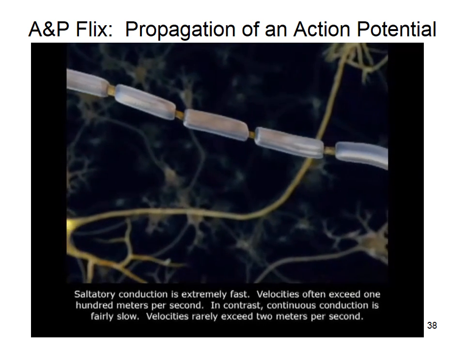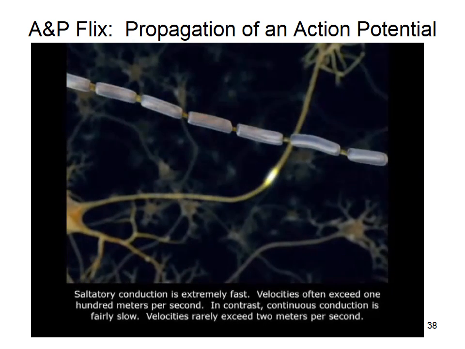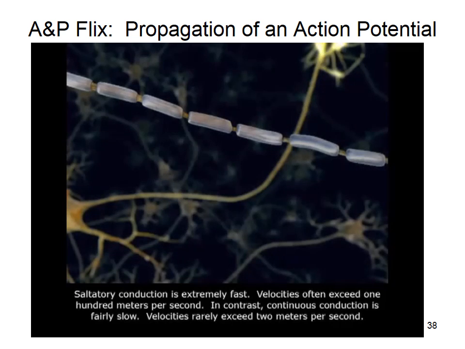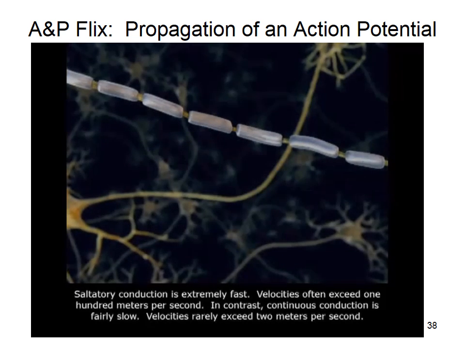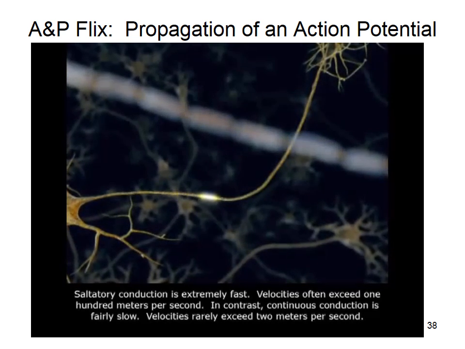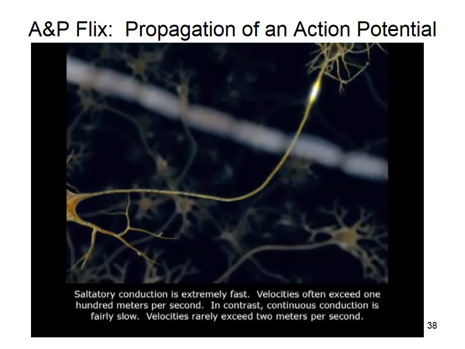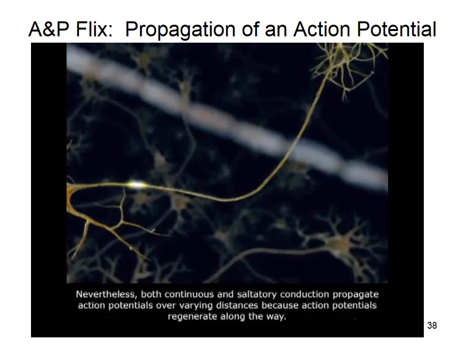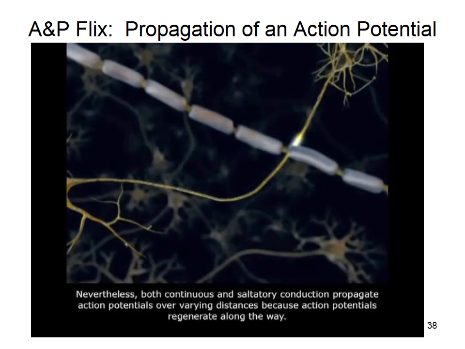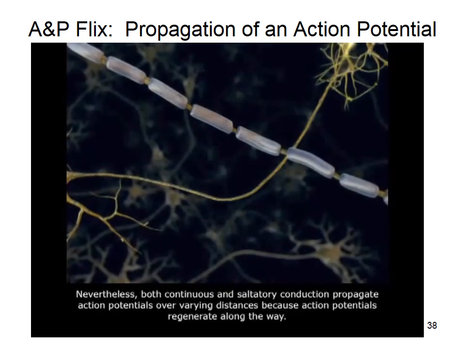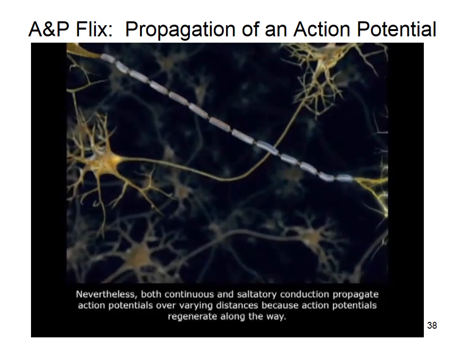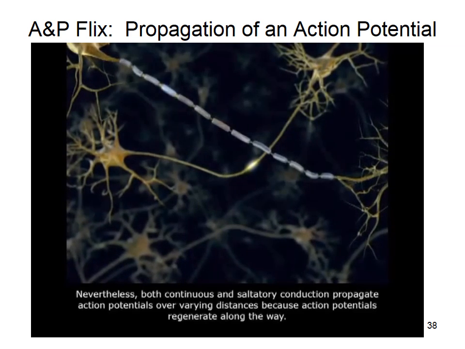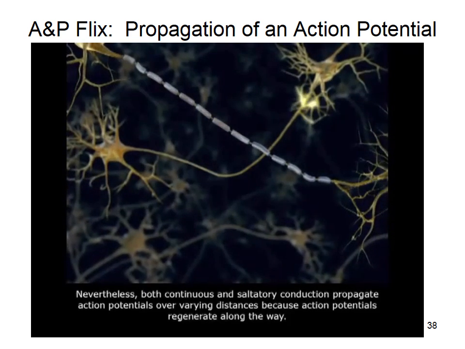Saltatory conduction is extremely fast. Velocities often exceed 100 meters per second. In contrast, continuous conduction is fairly slow. Velocities rarely exceed 2 meters per second. Nevertheless, both continuous and saltatory conduction propagate action potentials over varying distances because action potentials regenerate along the way.